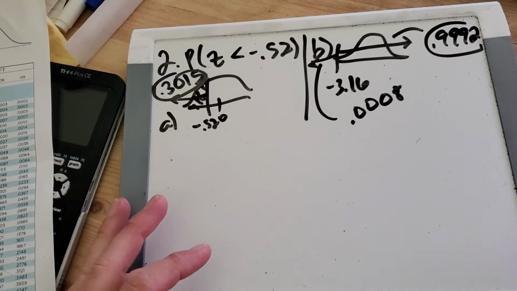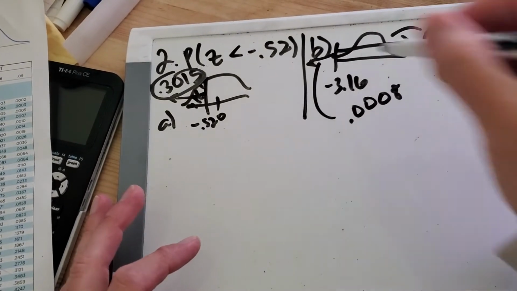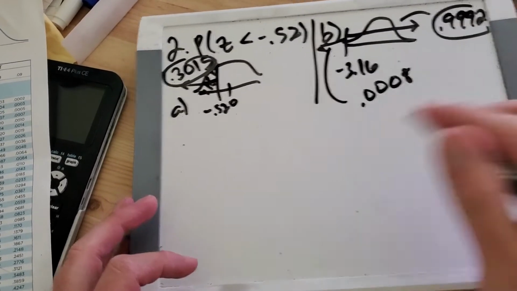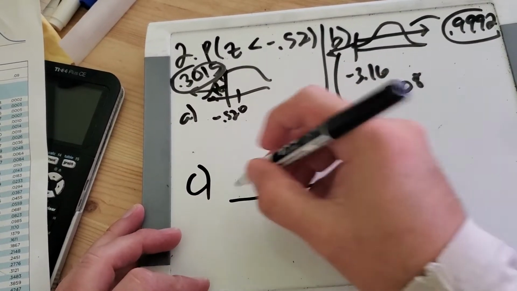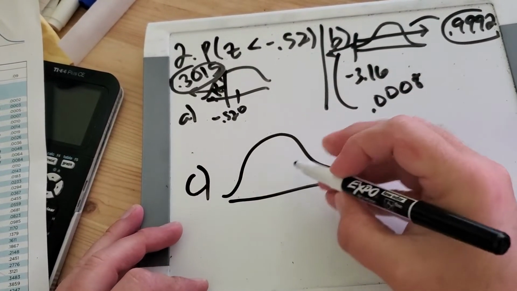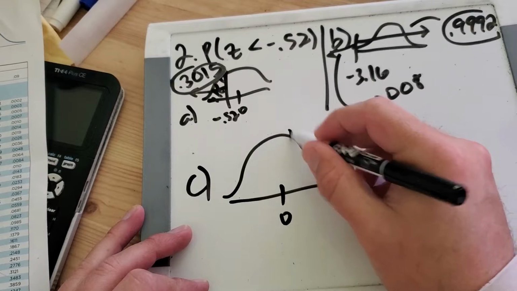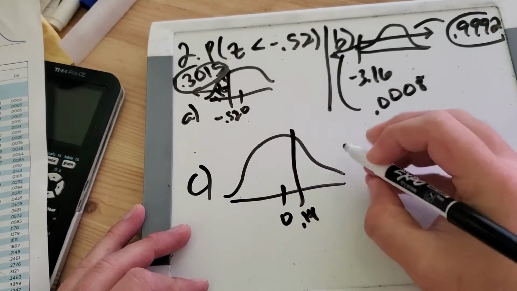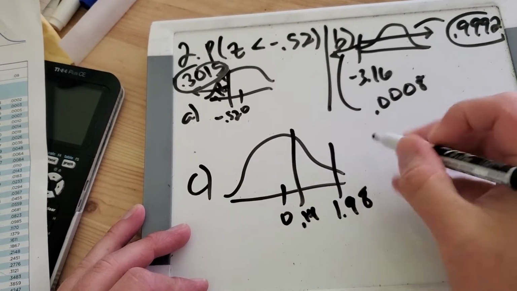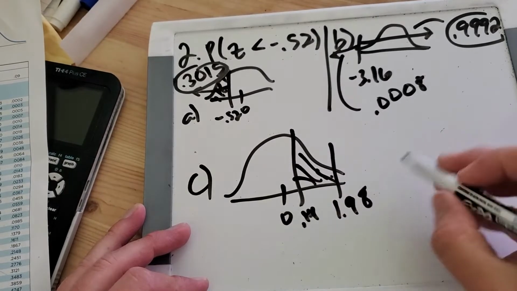Yeah, so it makes sense. Almost the whole thing is above that low z-score. Part C is going to be the one where we have to look up two z-scores. I want 0.14 and 1.98. I want the area between those.